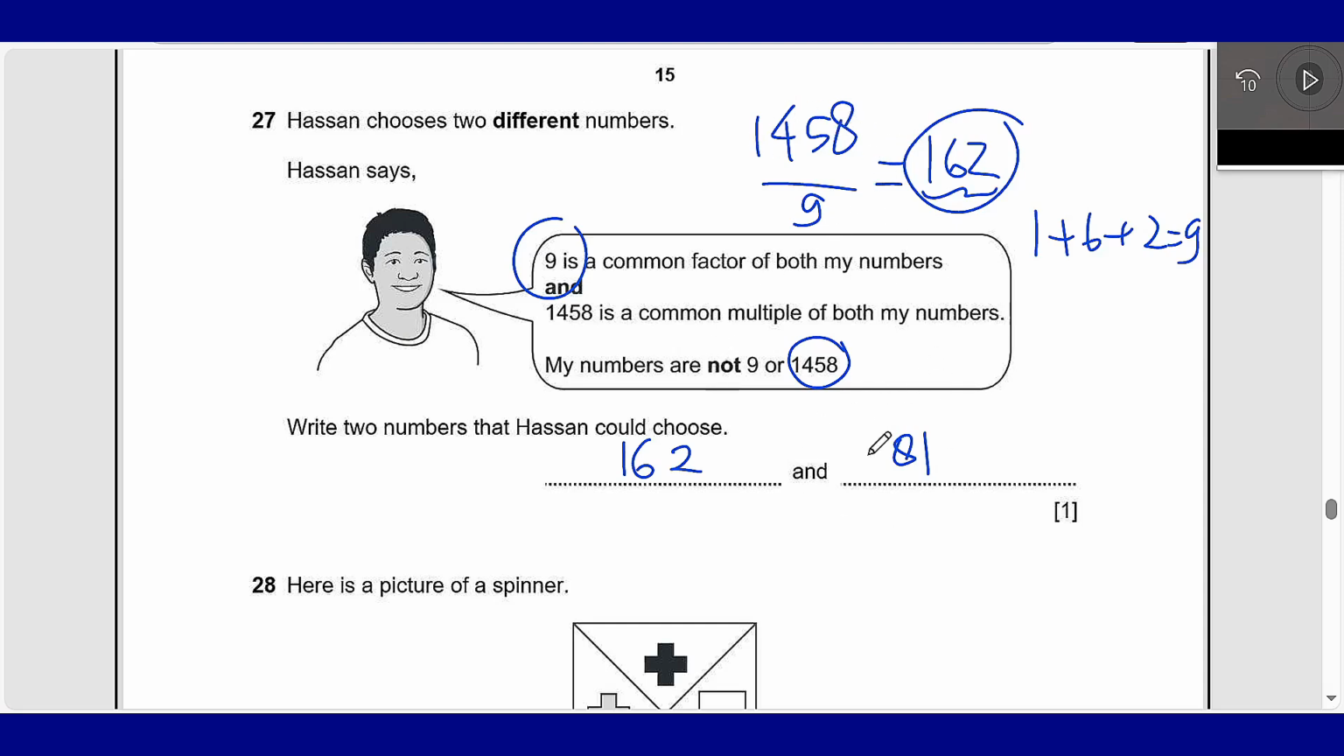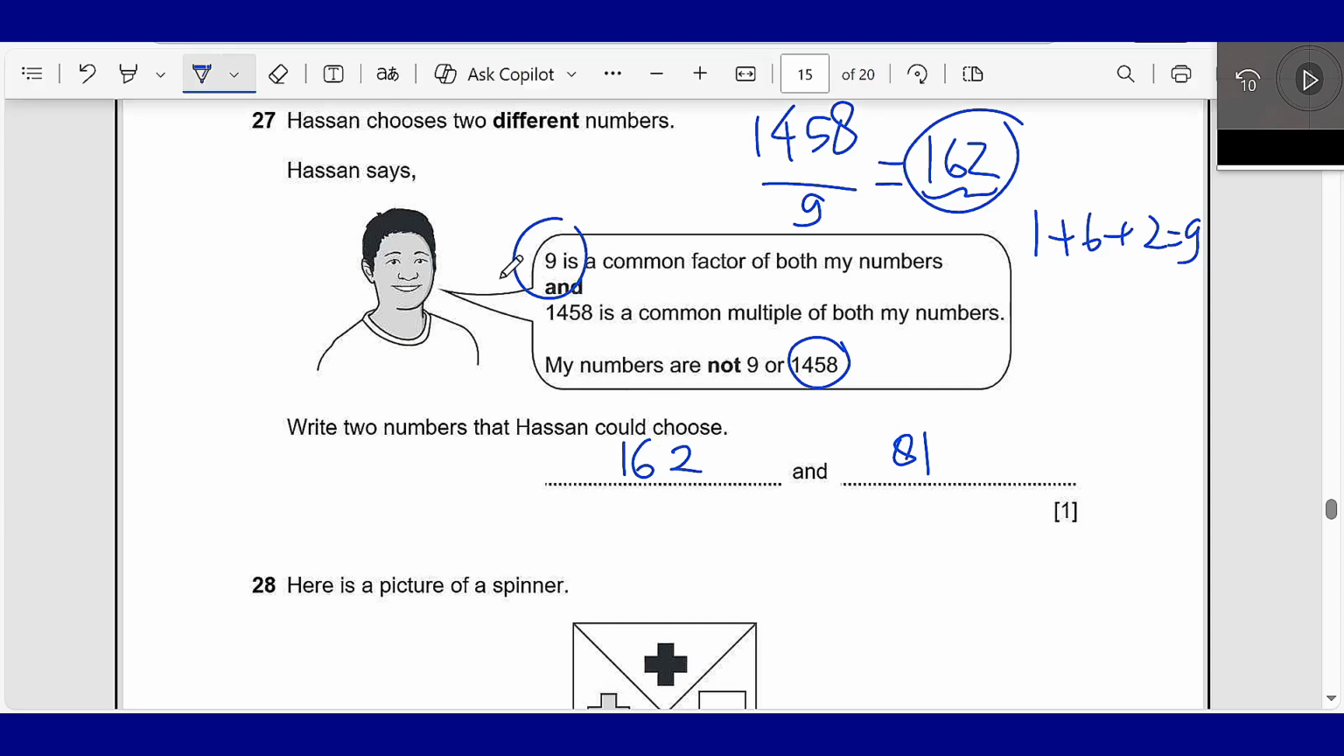Now for another number, we can divide this 162 by 2, which becomes 81, right? So of course 81 has 9 as a common factor, and 81 will also have the common multiple of 1458. So if you have any other possible answer, please write it down in the comment section. Your answer will be helpful for others.